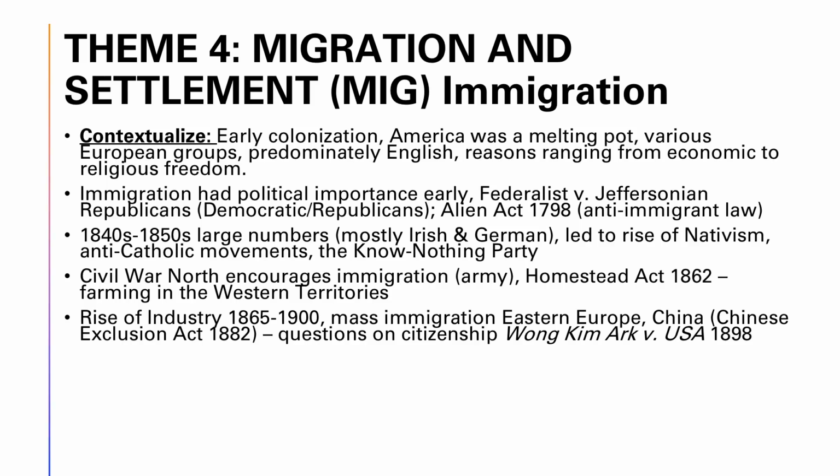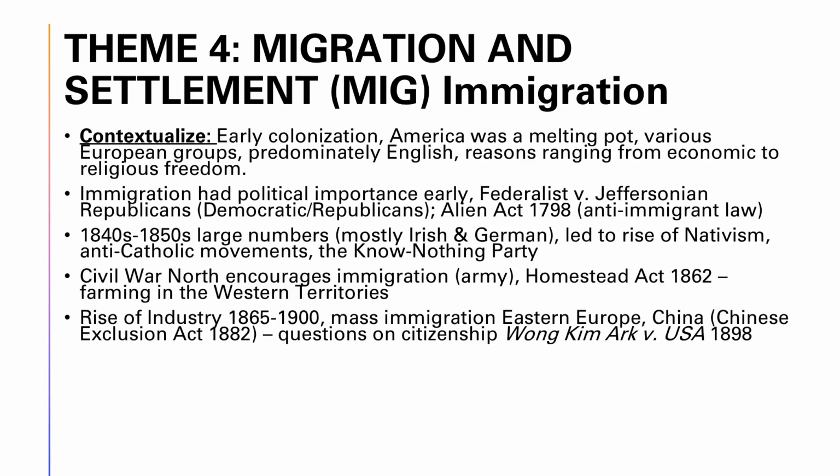But we talked about how the Alien Act is our first anti-immigrant law. Then there is the Chinese Exclusion Act of 1882. Another anti-immigrant act, but the only one that focused on a particular ethnic group.